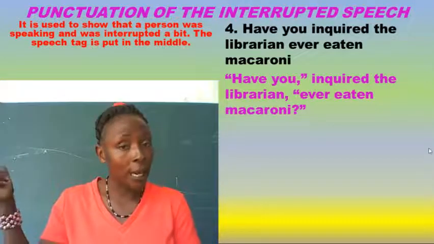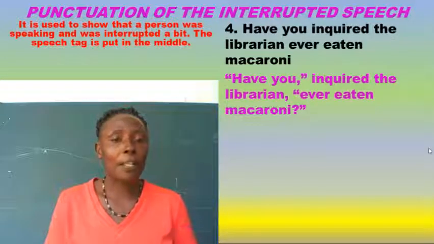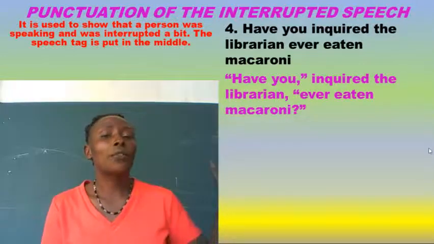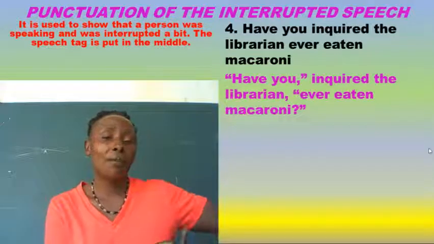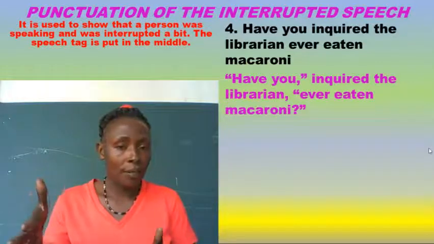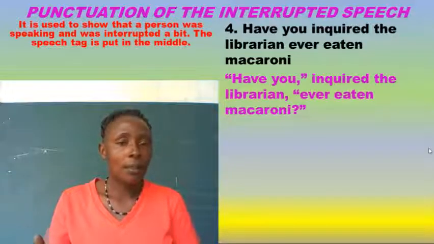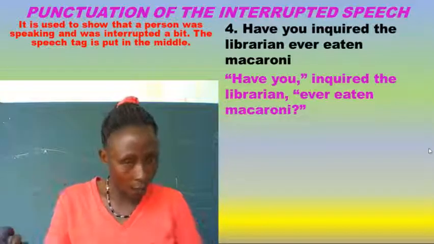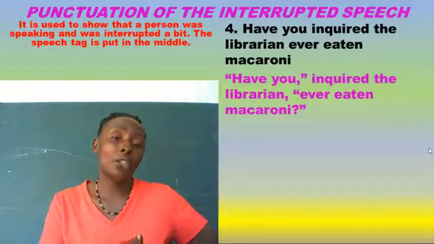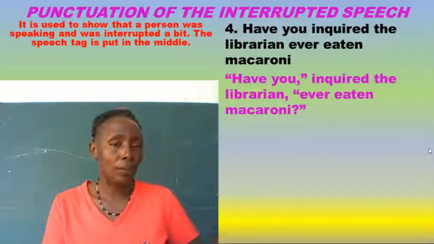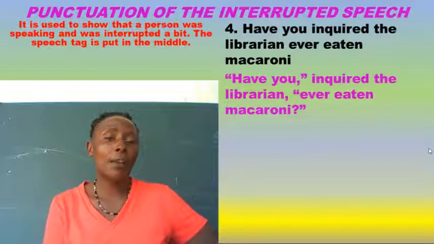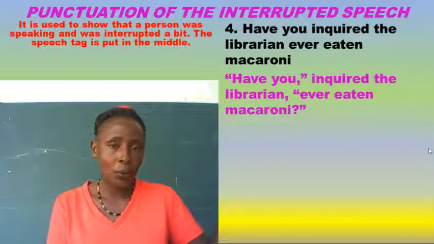Have you, these are the words that begin our actual words. Then followed by the speech tag, inquired the librarian. Ever eaten macaroni? So you have to write a question mark, end with inverted commas, you close. Take a note of that. Then the words that end our actual words are ever eaten macaroni. So comma, open, write those words, question mark, then you close. So take a note of that.